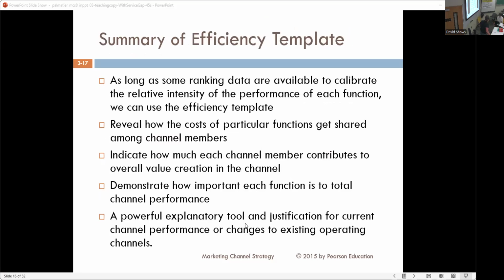We'll talk about it later, but this is what I wanted to get to. It reveals the cost of the functions as they get shared across the channel. It indicates how much each channel member contributes to the overall value. It demonstrates in numbers how important each function is. And it is a powerful tool for justifying changes in existing operating channel members based upon fairness. And when we start talking about conflict and power, fairness is going to be number one in there.